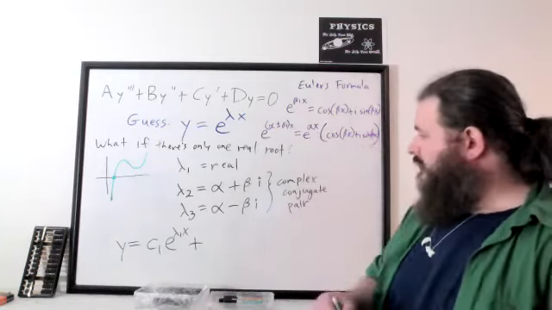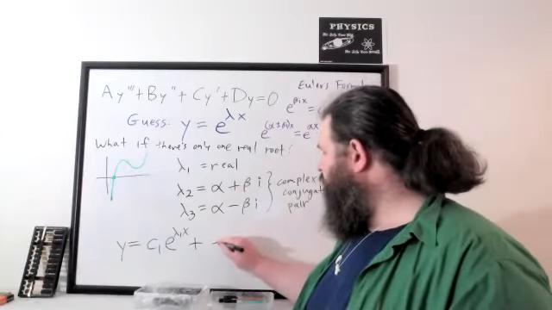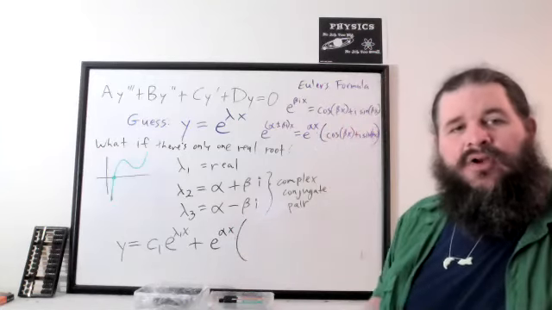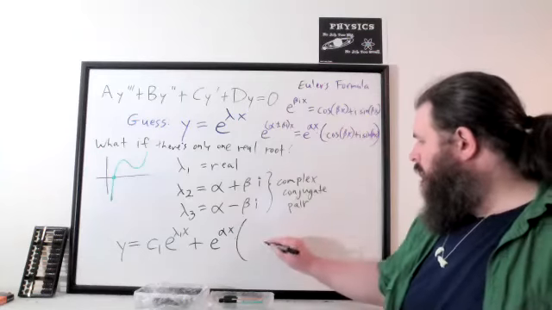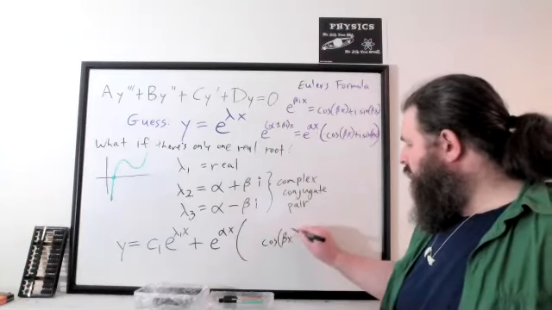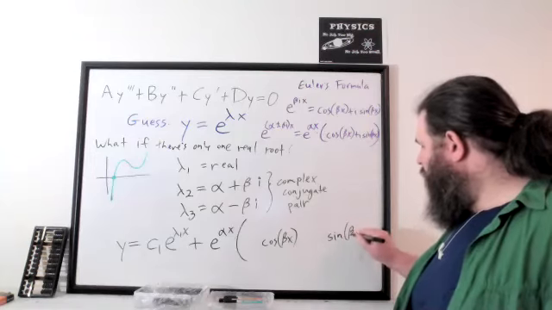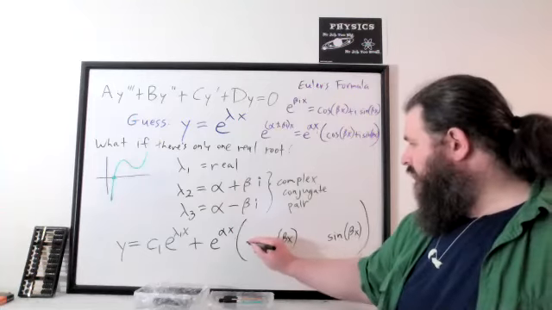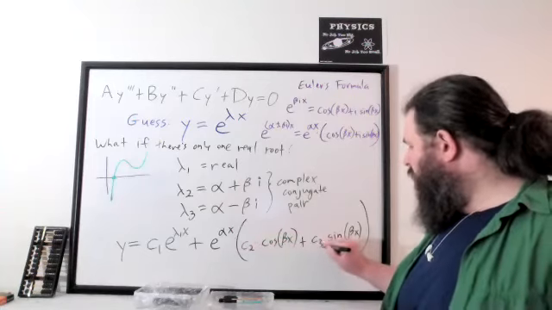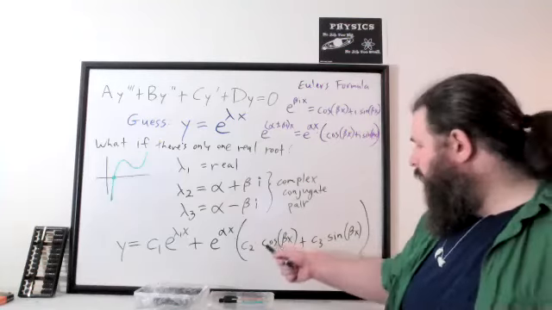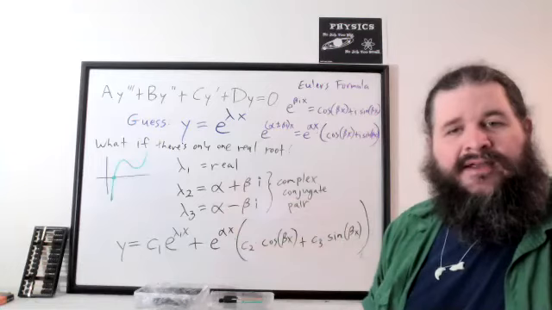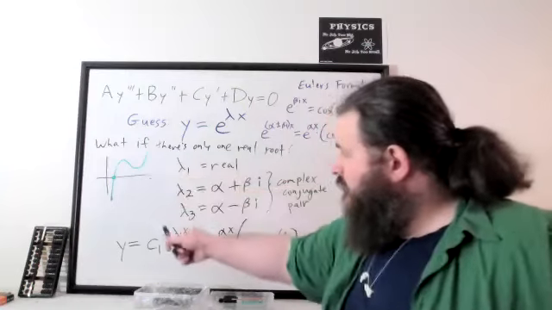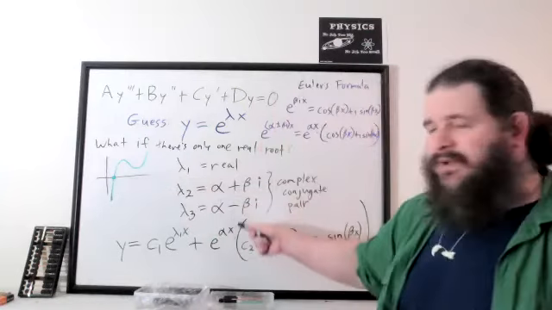Both of those terms are going to have an e to the alpha x. So the e to the alpha x can actually be factored out. And then on the inside, we're going to have a cosine term and a sine term. Cosine beta x and sine beta x. And then we'll just have linear combinations of those. So let's say C2 times cosine beta x and C3 times sine beta x. Both of those multiplied by e to the alpha x, where alpha is the real part. So this is what your general solution would look like for this situation, where you've got one real root and two complex conjugate roots.